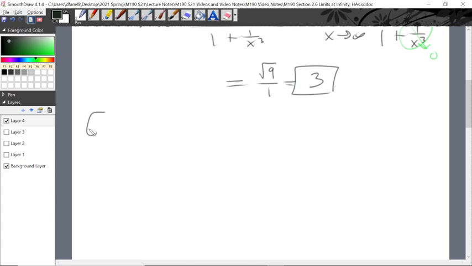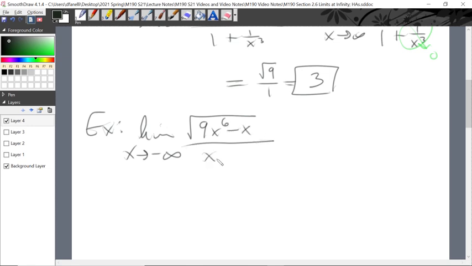All right, now let's consider that negative situation. Let's consider the limit as x goes to negative infinity of the same expression: the square root of 9x to the 6th minus x, over x cubed plus 1.